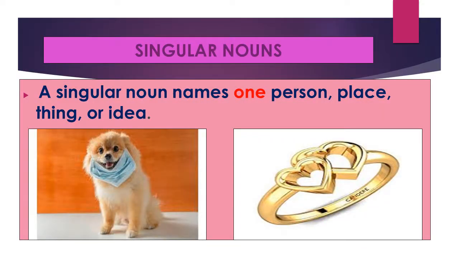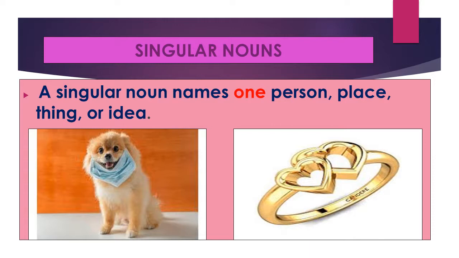Nouns are of two more kinds, children. That is singular noun and plural noun. What is a singular noun? A singular noun names one person, one place, one thing or one idea. So a noun which is a name for only one thing is called a singular noun.